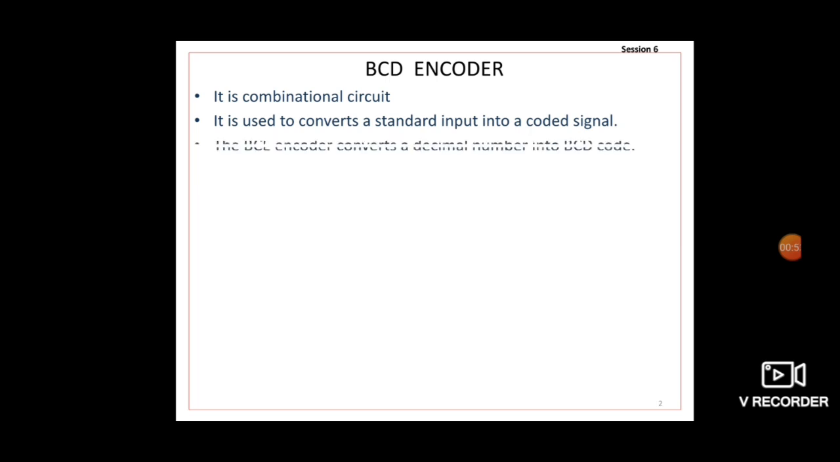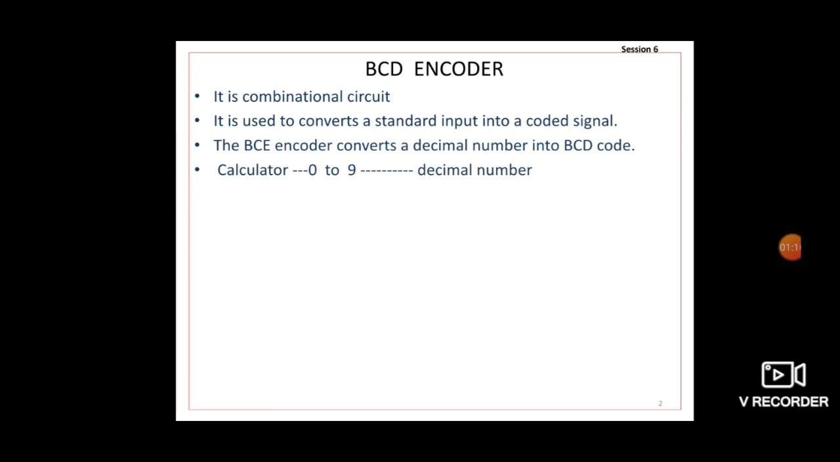Now just see the BCD. See here BCD. Encoder converts a decimal number into BCD codes. Okay, that is standard input into coded signal. That is the function of this BCD encoder.